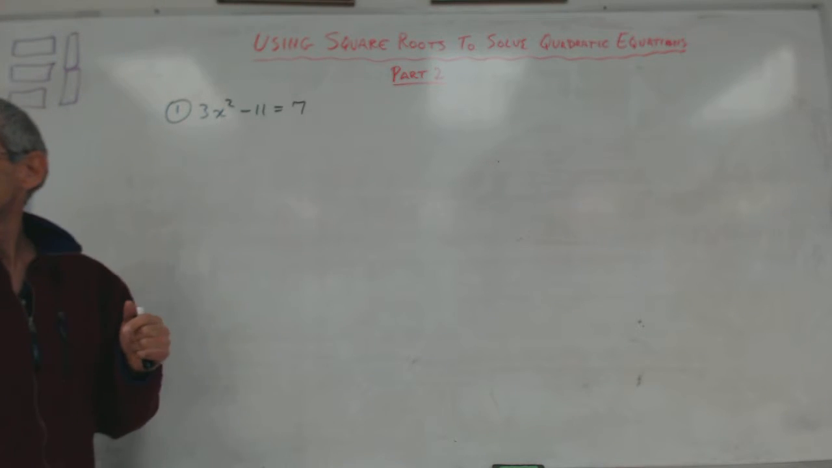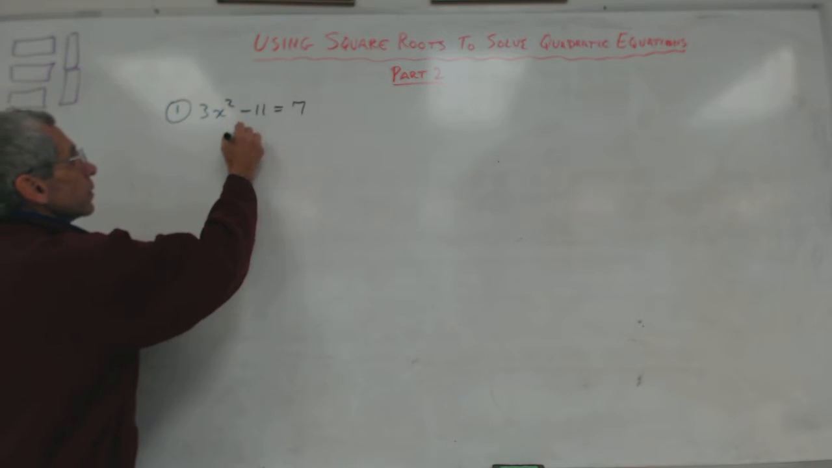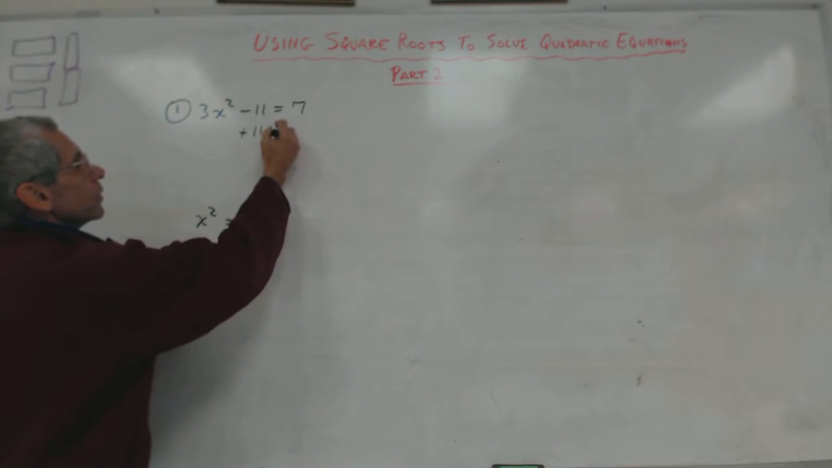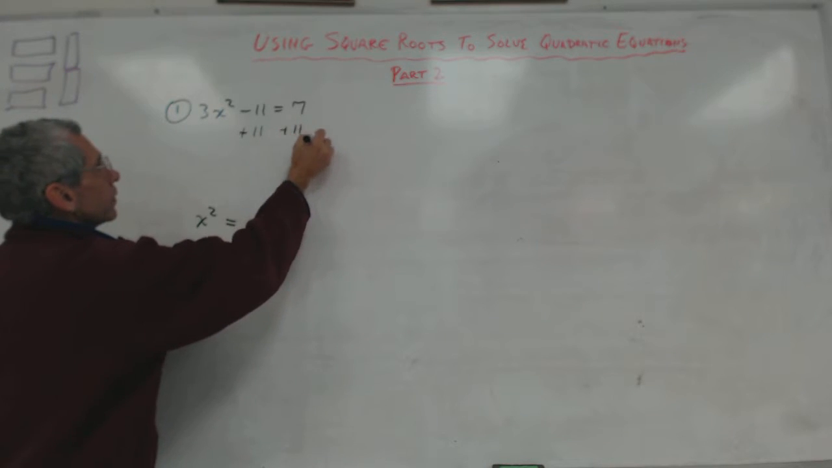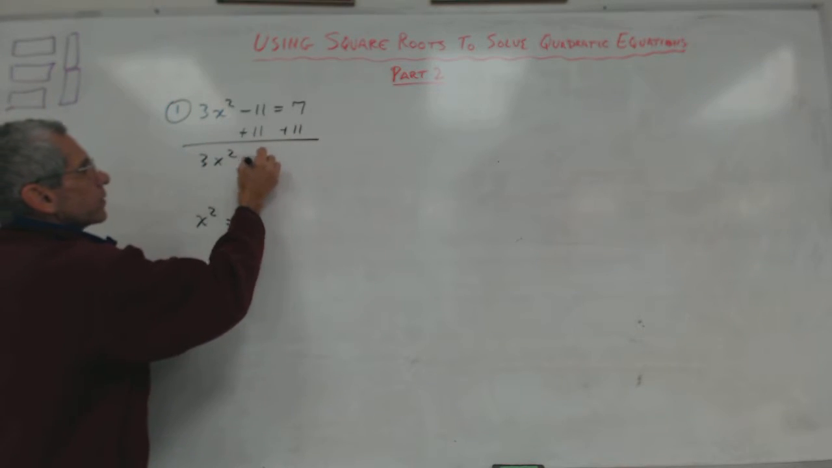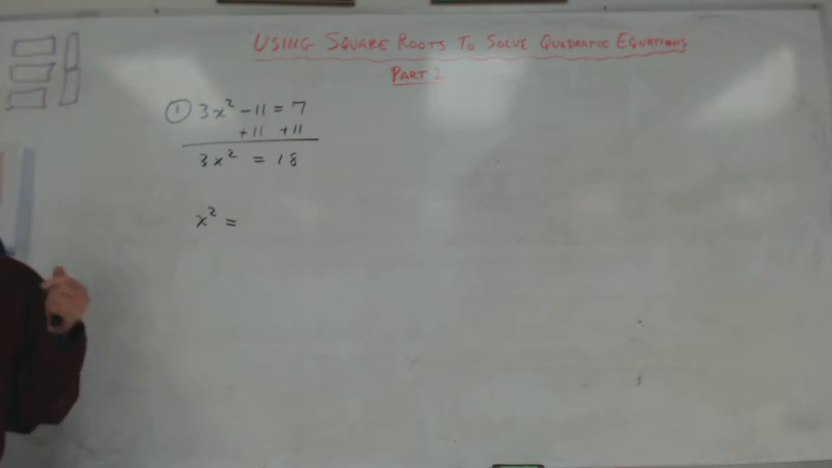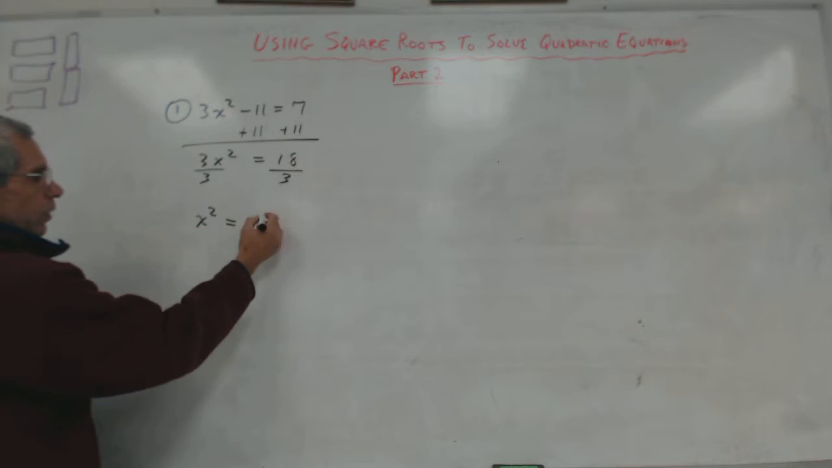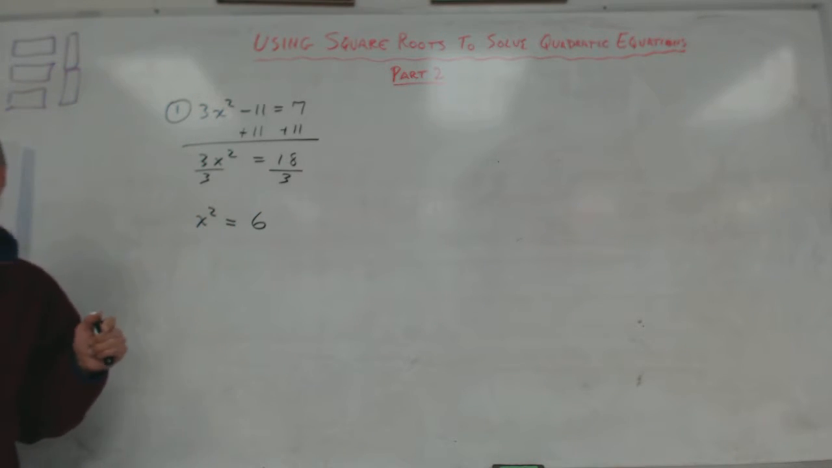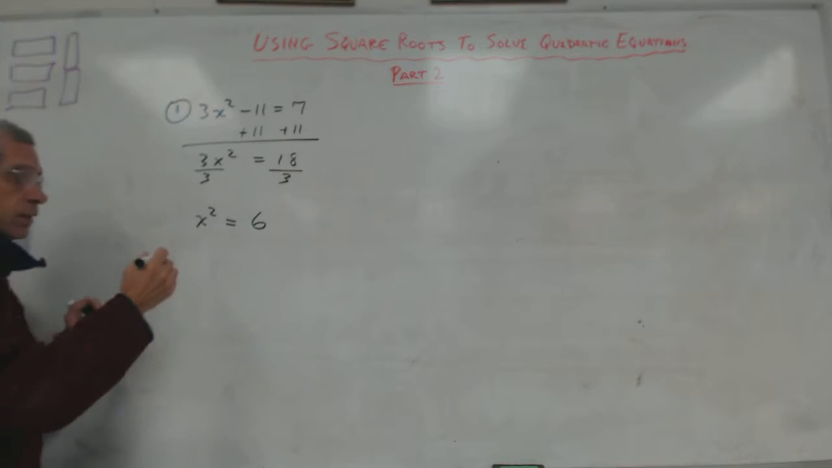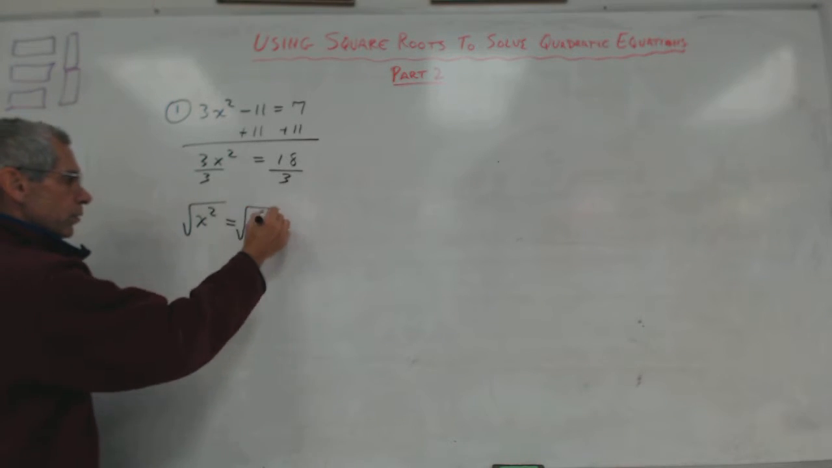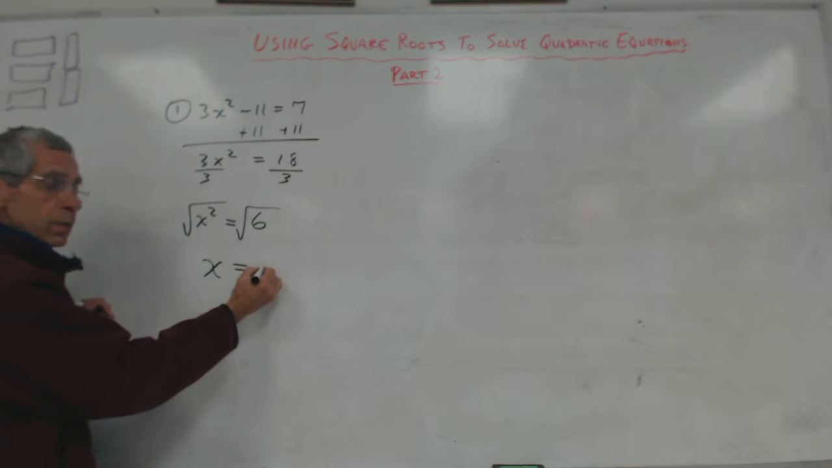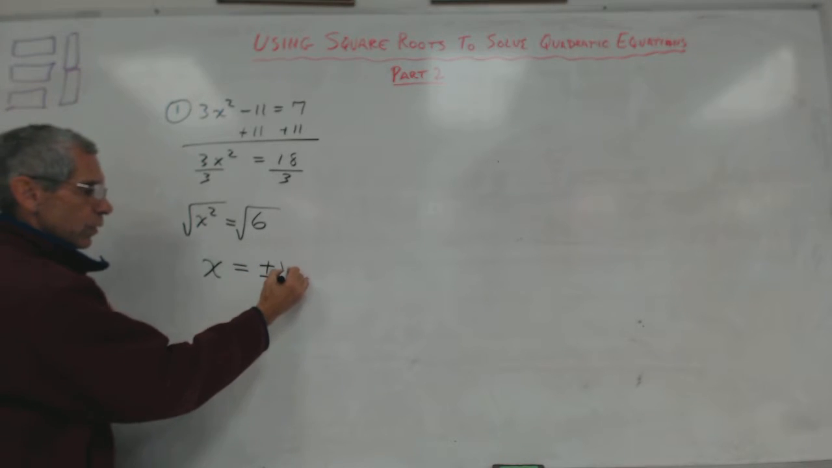So what would I do first? Add 11. Remember, my goal has got to be x squared. That's my goal. x squared equals. So add 11. That gives me 3x squared is equal to 18. Now what do I do? Divide by 3. That gives me x squared is equal to 6. Now what do I do? Square root both sides. Now I get x is equal to plus or minus the square root of 6.